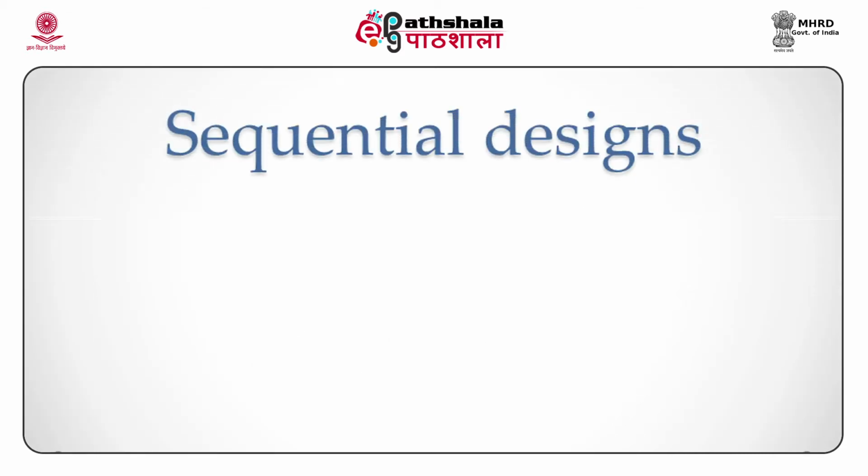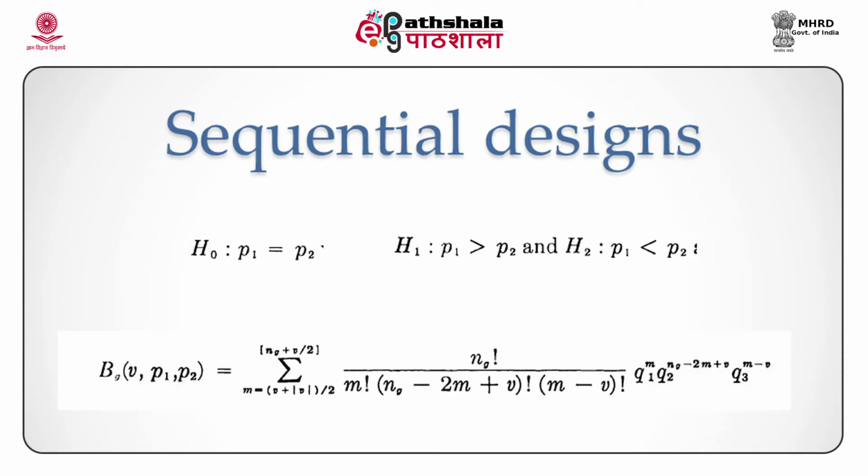Let S be the sum of the random variables for any given stage g with n new pairs. The probability that S new is equal to n for given values P1 and P2 is then determined by the sum of trinomial terms which have been given on this slide. So summation m equal to nu plus mod nu by 2 to n nu plus nu by 2, n nu factorial by m factorial, n nu minus 2m plus nu factorial, m minus nu factorial, q1 to the power m, q2 to the power n nu minus 2m plus s into q3 to the power m minus nu.